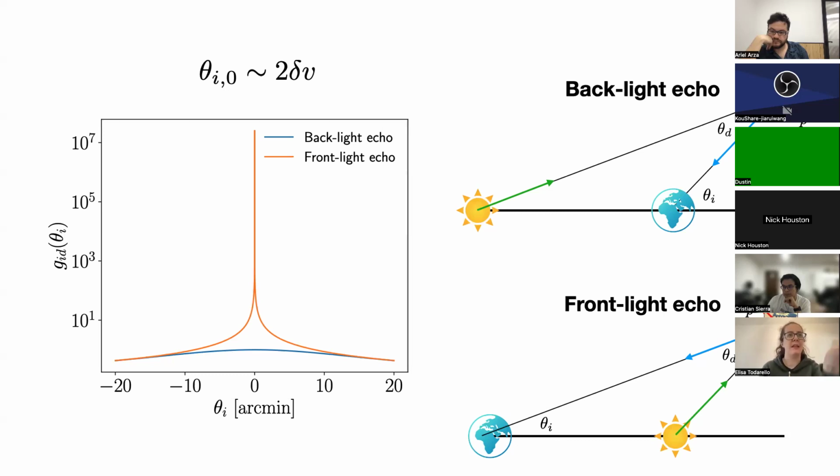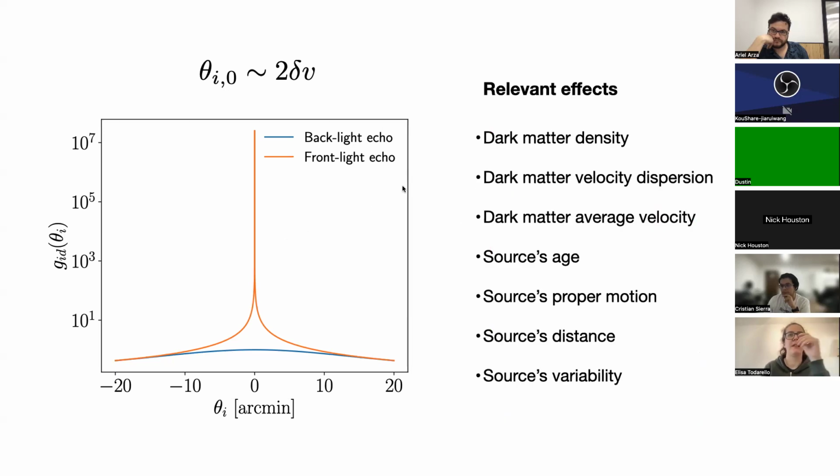Okay, so this is the idealized case, without all the effects, with all the assumptions I said. In our paper, we introduced them all one by one. So the dark matter density of our galaxy, the corresponding velocity dispersion, which is not a constant across the galaxy, the average dark matter velocity due mostly to our motion in the halo, the source's age and the source's proper motion, the source distance, and the source variability in flux.